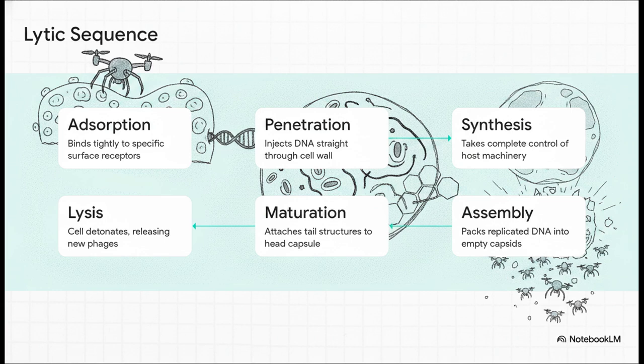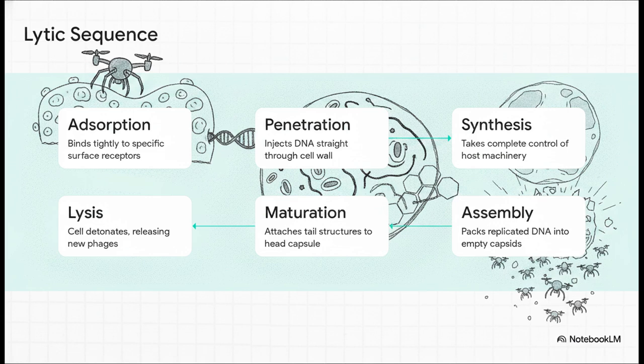Step 1 is adsorption. The mechanical drone uses its tail fibers to bind tightly to specific host receptors. Step 2 is penetration, which we just saw, that forceful injection of the viral DNA. Step 3 is synthesis. And man, this is the total takeover. The virus hijacks the host's ribosomes to frantically churn out viral proteins and duplicate its genome.